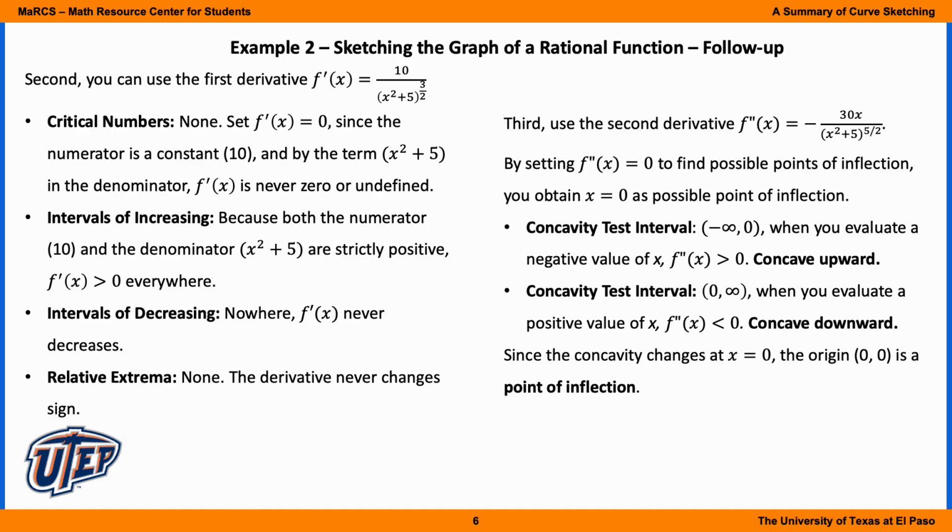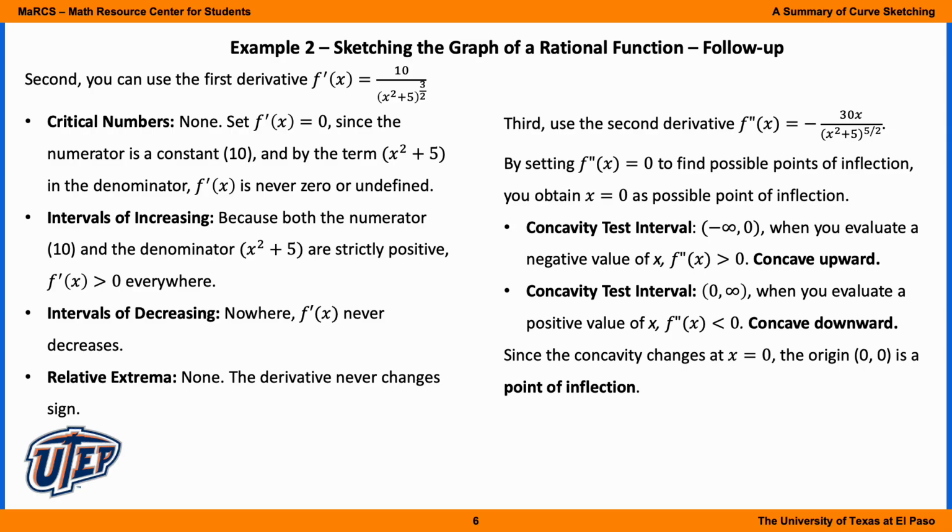Next, we can use our second derivative, which is equal to negative 30x divided by x squared plus 5 raised to the power of 5 over 2 to find any points of inflection. So by setting our second derivative equal to 0, we will obtain that x is equal to 0 as a possible point of inflection. So now we can construct test intervals to see where our function is concave upward or concave downward. So for the first test interval, we are testing from negative infinity to 0. So when we evaluate a negative value of x, the second derivative is greater than 0. So that means that our function is concave upward on the open interval from negative infinity to 0.